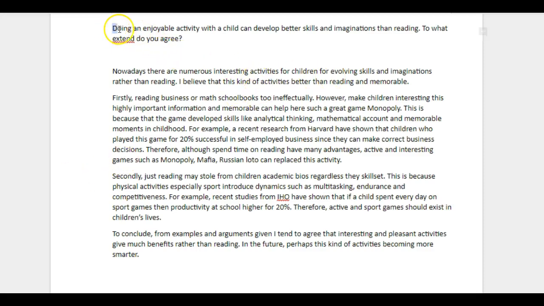So this question specifically asks about doing an enjoyable activity with a child, participating in fun things with children, can better develop skills and imagination, both abilities and creative thinking, than reading. So it's got quite a lot of information in this sentence, and we need to make sure that we understand that this is exactly the question we must be responding to. Also, to what extent do you agree or disagree? So we need to state how much we agree or disagree with the question, and we also need to provide an outline of the essay here. So let's have a look.